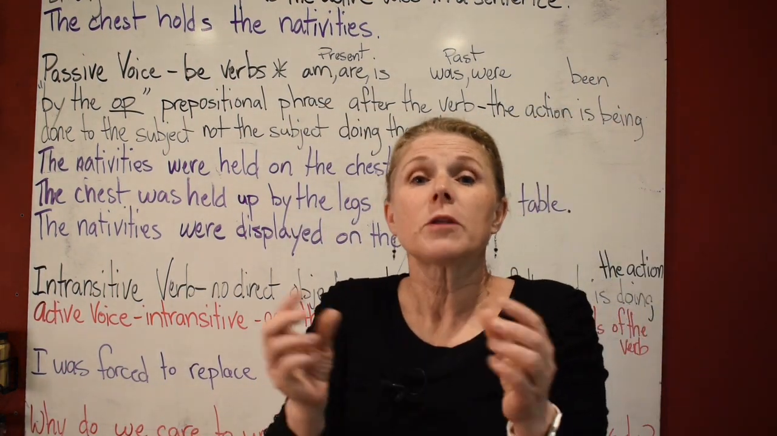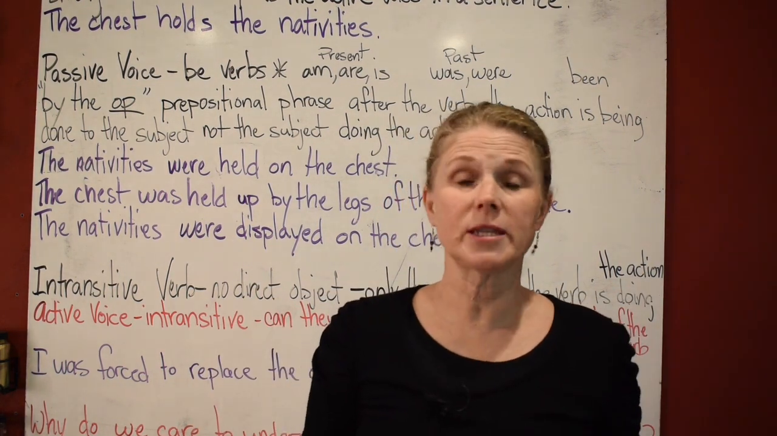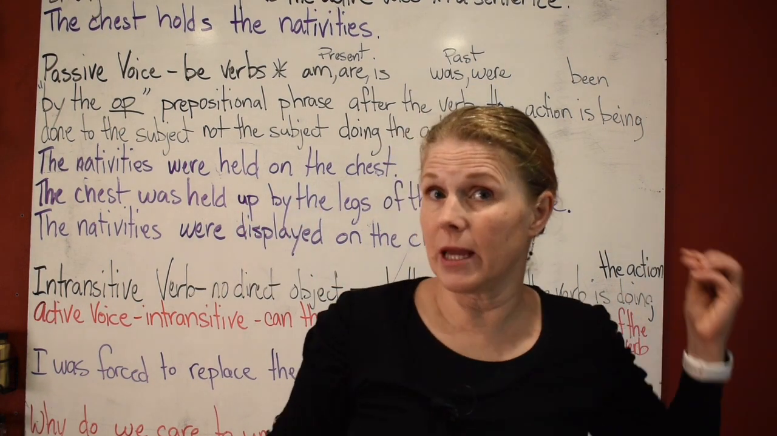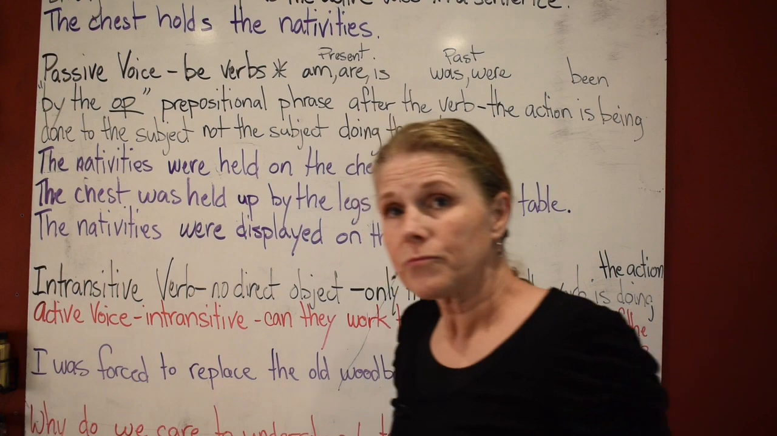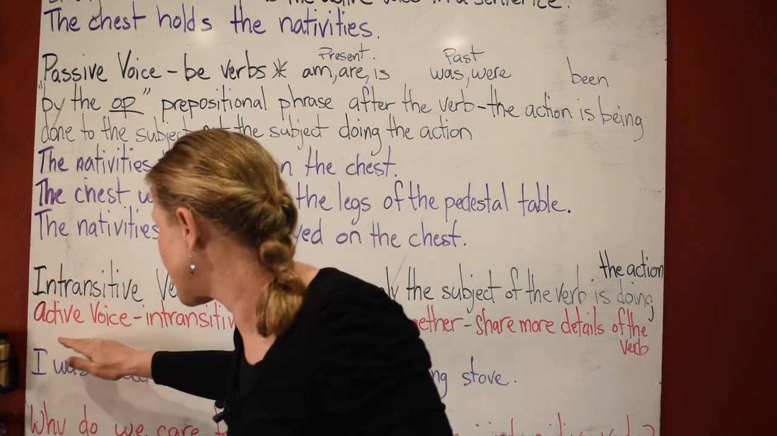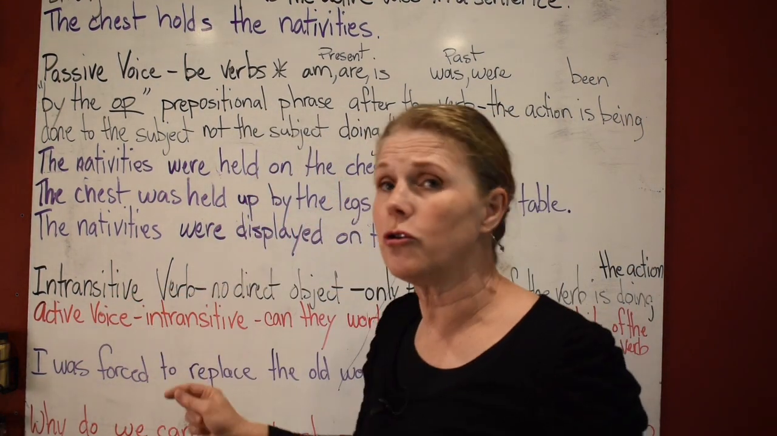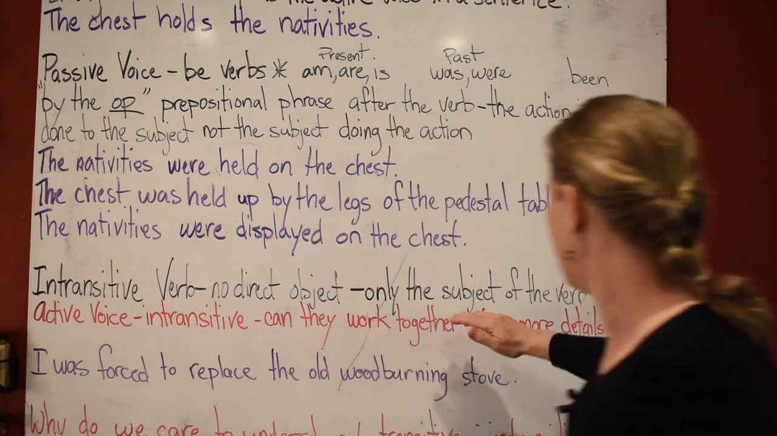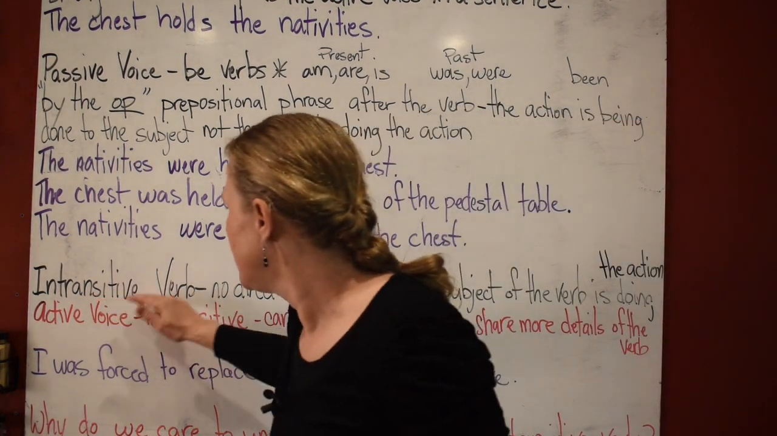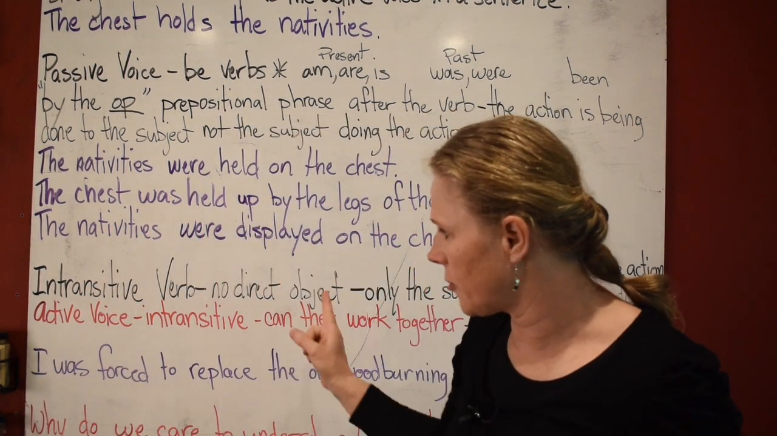So now you know that some words can be transitive or intransitive. Some words can only be transitive and some words can only be intransitive. So that's going to help you to understand how to do active voice. If it doesn't take a direct object, you can only make the subject of the verb do the action with an intransitive verb. You can only make it fit in active voice with an intransitive verb.